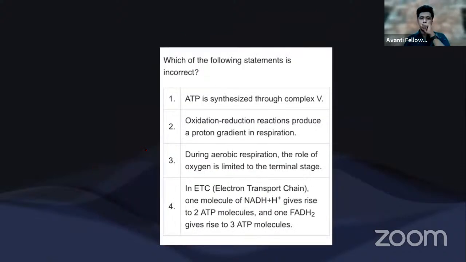Okay. Let's go for the next question. Which of the following statements is incorrect? So we have to find the incorrect statement. ATP is synthesized through complex 5. Oxidation reduction reactions produce a proton gradient in respiration. During aerobic respiration, the role of oxygen is limited to the terminal stage. In the electron transport chain, one molecule of NADH gives rise to 2 molecules of ATP, and one FADH2 gives rise to 3 molecules of ATP. It's a very simple question. All we have to do is find out which statement is wrong.